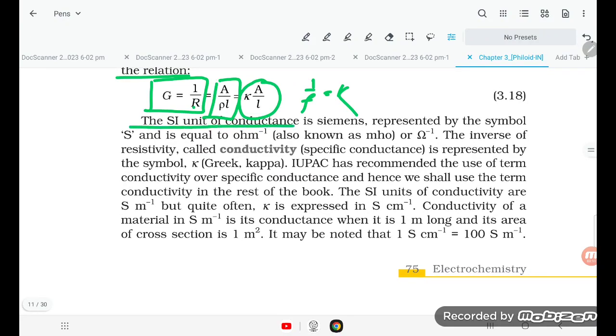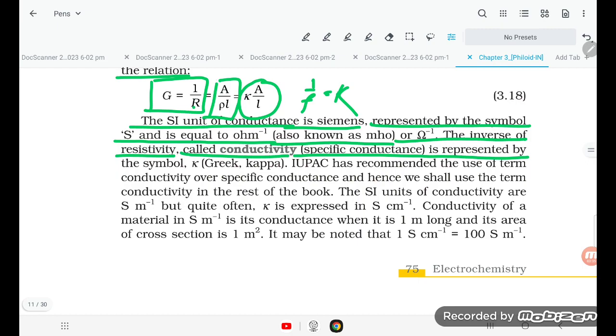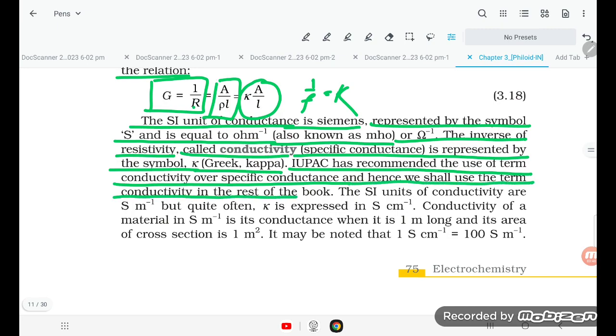The SI unit of conductance is Siemens, represented by the symbol S, and it is equal to ohm inverse, also known as mho. The inverse of resistivity is called conductivity. Inverse of resistivity, this is what kappa is, conductivity. Specific conductance is represented by the Greek symbol kappa. IUPAC has recommended the use of the term conductivity over specific conductance, and hence we shall use the term conductivity in the rest of the book.